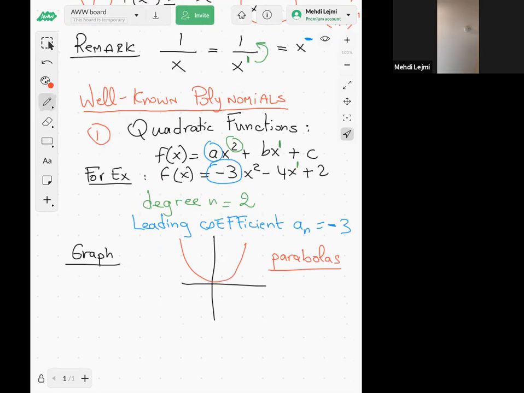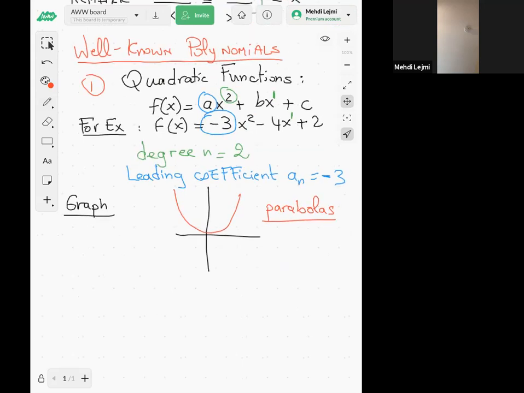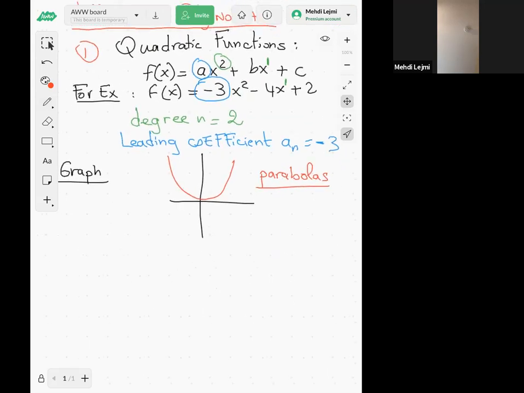Now, next, if you don't have a square, let's say you have 3x plus 4, for example. So if you have just x, then that will be what we call a linear function.